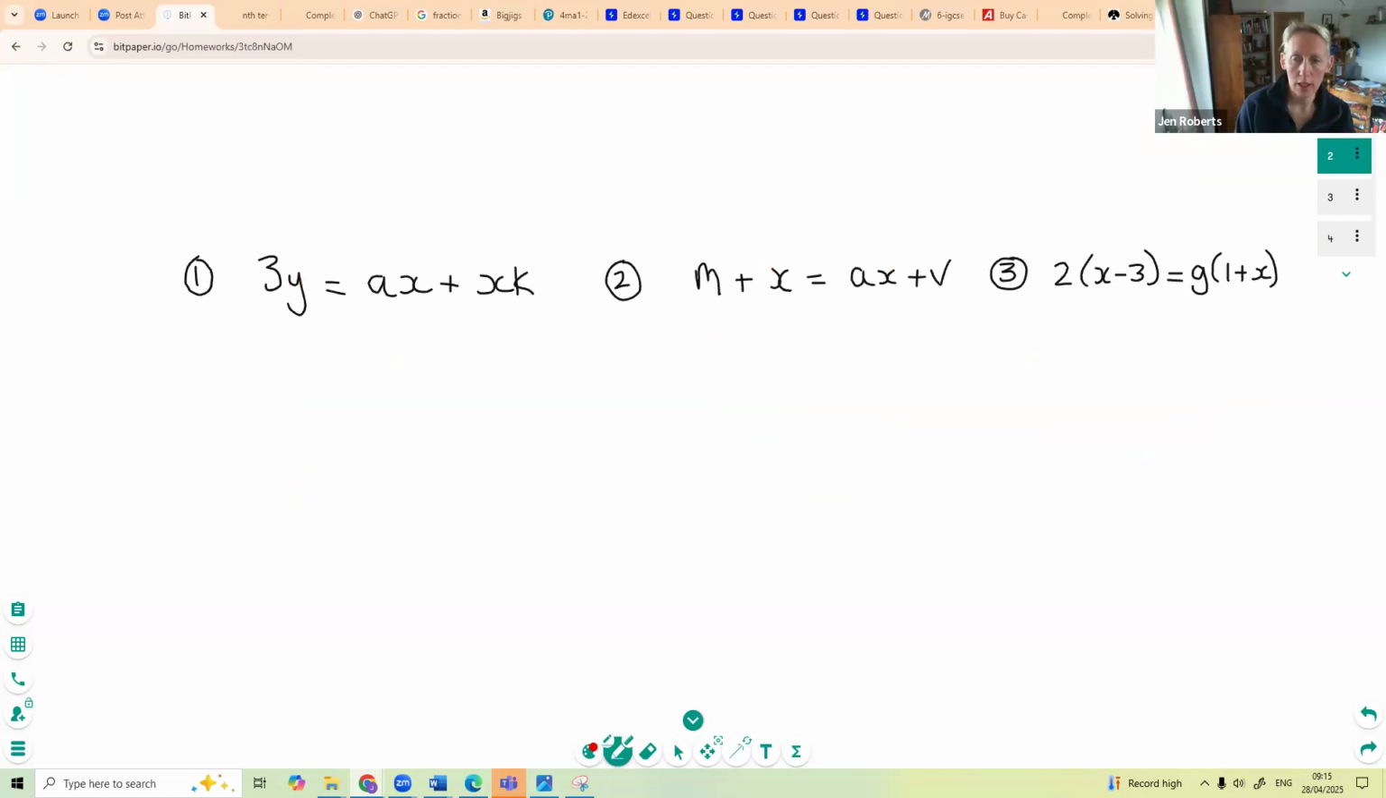Okay, have a go at these 3 yourself, see how you get on. Put me on pause and pause when you've completed all 3 questions. So for this one, anything with an X is on the right-hand side. So let's just factorize it. And then we're going to divide both sides by A plus K.